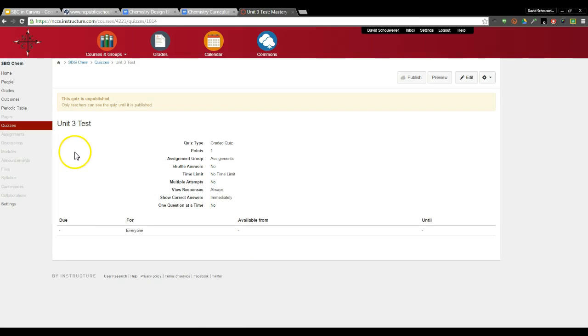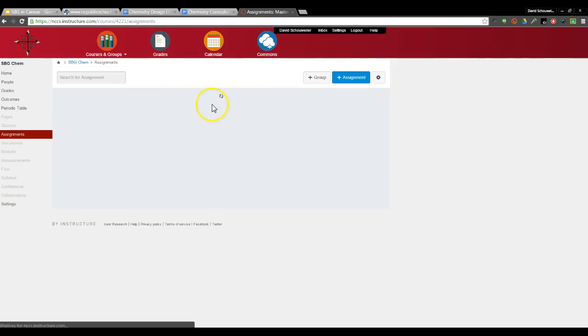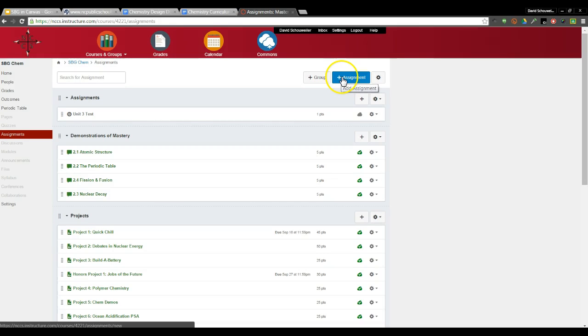But there's a second way to do this as well. And in order to align outcomes to assignments, I'm going to go over and click on Assignments. And I'm going to create a new assignment.